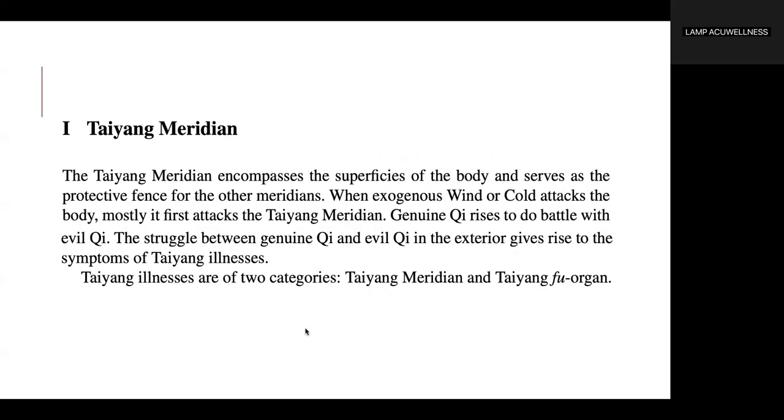The Tai Yang meridian encompasses the superficies of the body and serves as the protective fence for the other meridians. When exogenous wind or cold attacks the body, mostly it first attacks the Tai Yang meridian. Genuine qi rises to do battle with evil qi. The struggle between genuine qi and evil qi in the exterior gives rise to the symptoms of Tai Yang illnesses. Tai Yang illnesses are of 2 categories: Tai Yang meridian, Tai Yang fu organ.